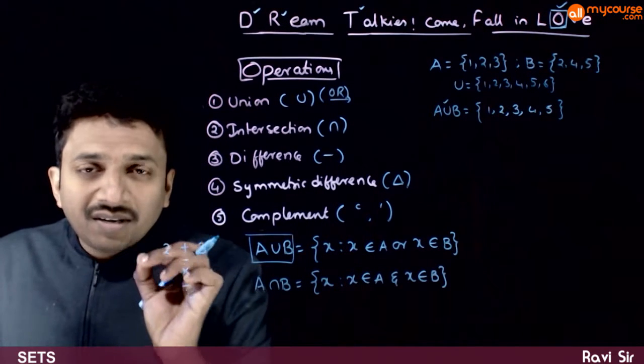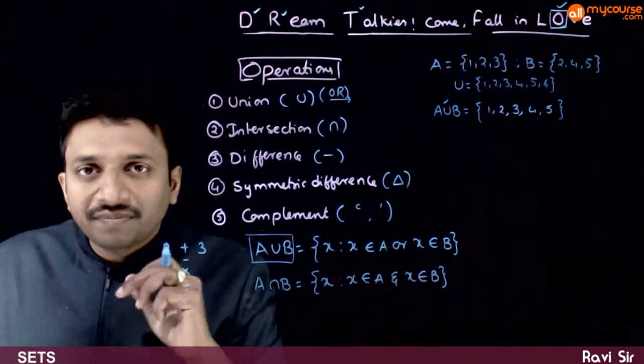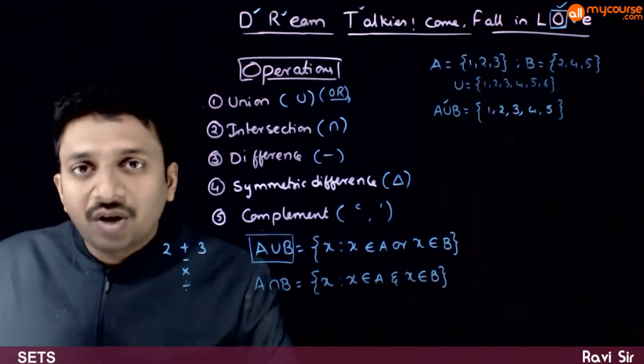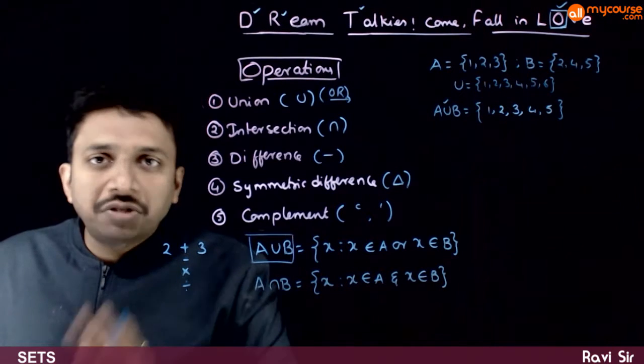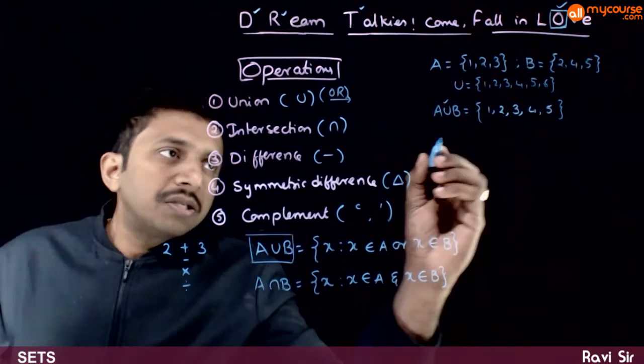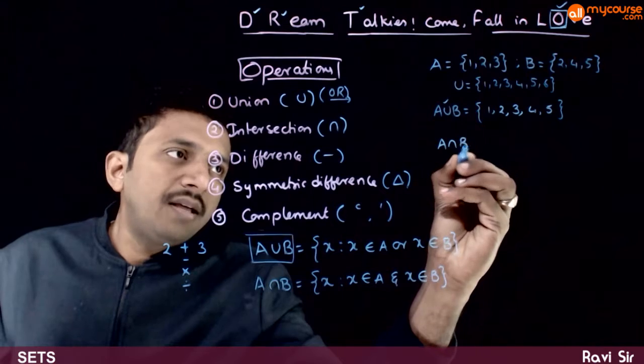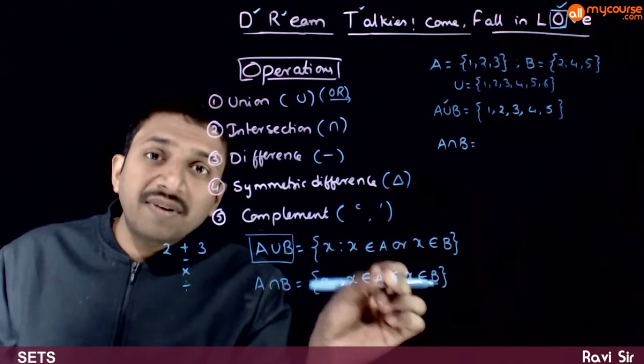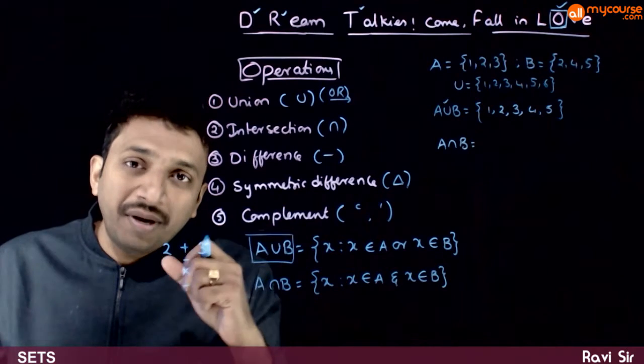So if an element is common to A as well as B, that means an element belongs to A as well as it belongs to B, then it belongs to A intersection B. So A intersection B is the set of elements which belong to A as well as B. That means you have to take the common elements.